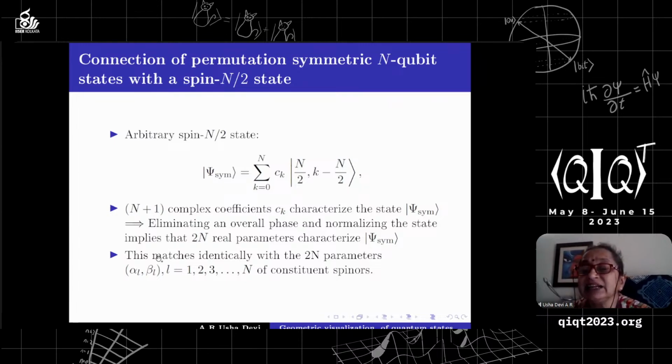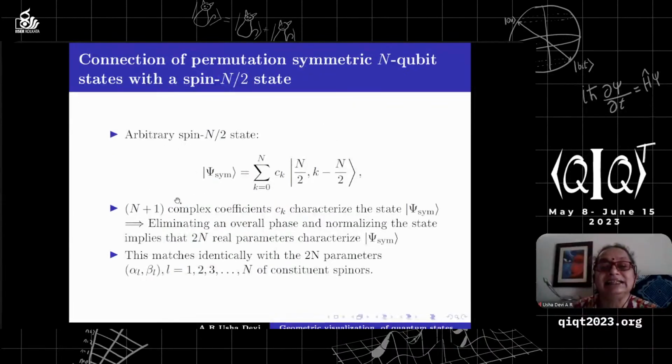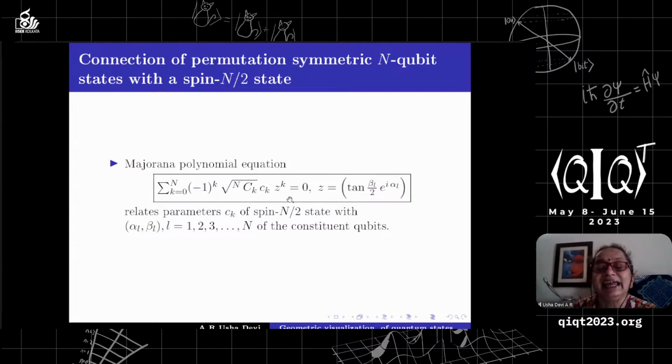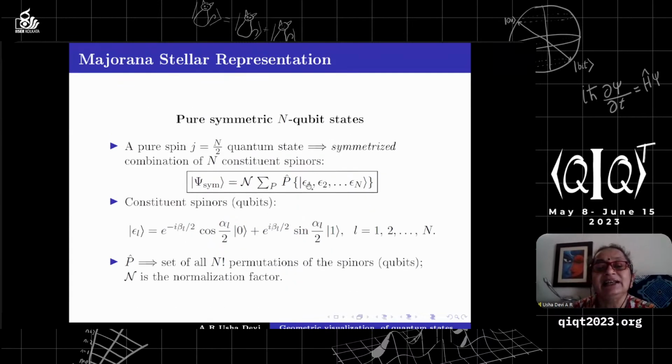So how is there a relation between the two? That's what gives us the geometry. I don't explain how I get it, but this is what is called a Majorana polynomial equation, and that involves the coefficients Ck of this particular representation. That is, a spin J state can be expanded in terms of the Jm basis, and there are 2n parameters in these complex Ck's. So that is the Ck, and I have a z to the power k, where z is tan beta L by 2 e to the i alpha L. What is that? That is the representation for the spinors.